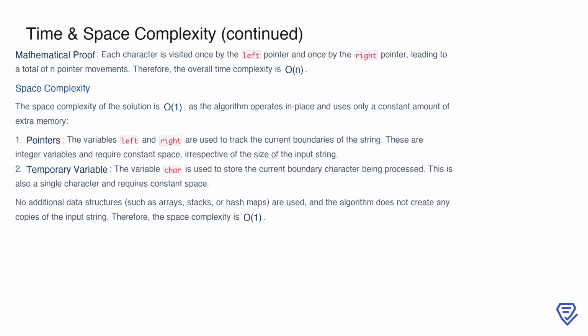Now, moving on to space complexity. The solution operates in place and requires only a constant amount of extra memory, which is O(1). The pointers left and right are simple integer variables that track the current boundaries of the string. Additionally, we use a variable char to temporarily store the current boundary character being processed. These are fixed memory allocations irrespective of the size of the input string. No additional data structures, such as arrays or stacks, are used, and we don't create any copies of the string. As a result, the space complexity remains constant at O(1).